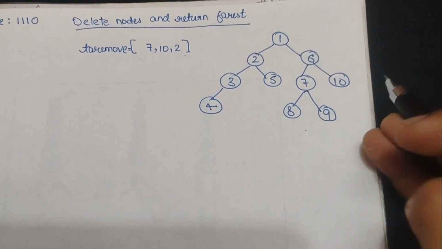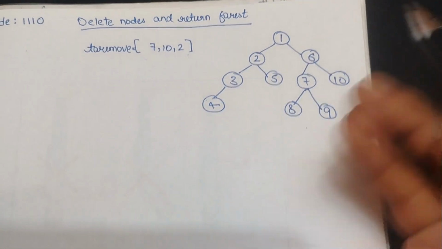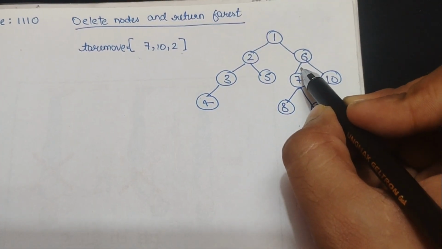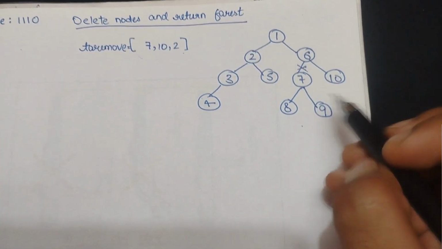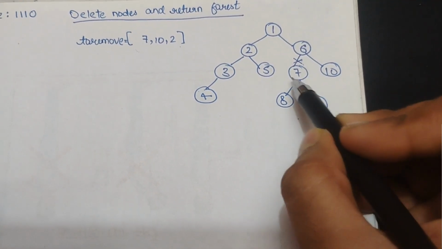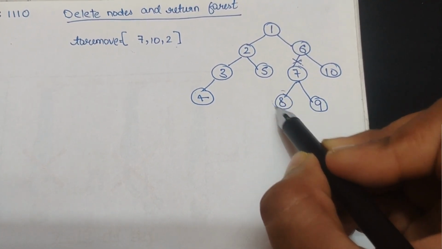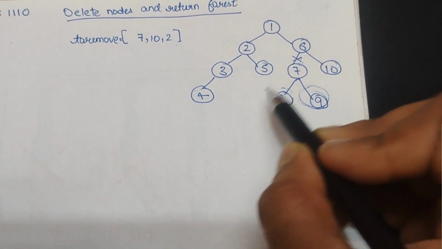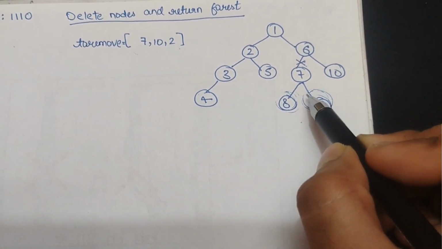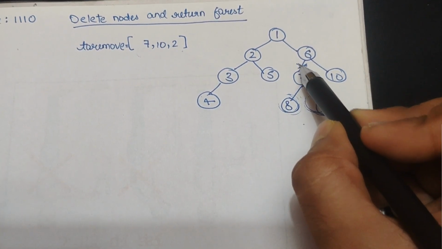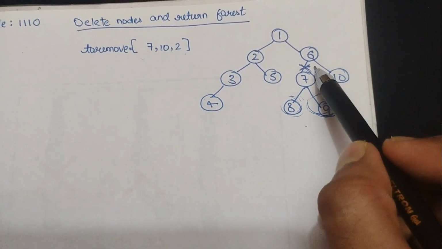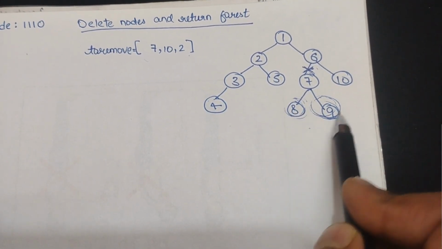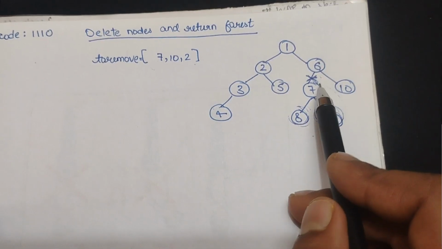For example, let's say we have to remove 7 first. If I remove 7 over here, there will still be 8 and 9 present. So I will store this 8 and 9 in that array. I will return 8 and 9. Now this 7 is removed, and this particular part is not a part of the entire tree.